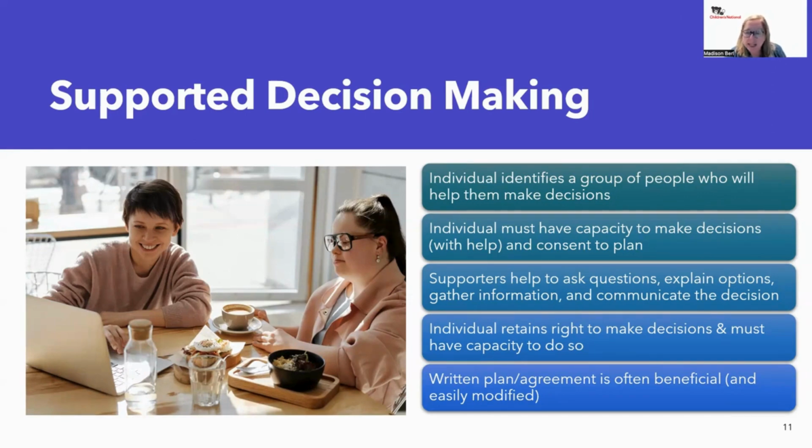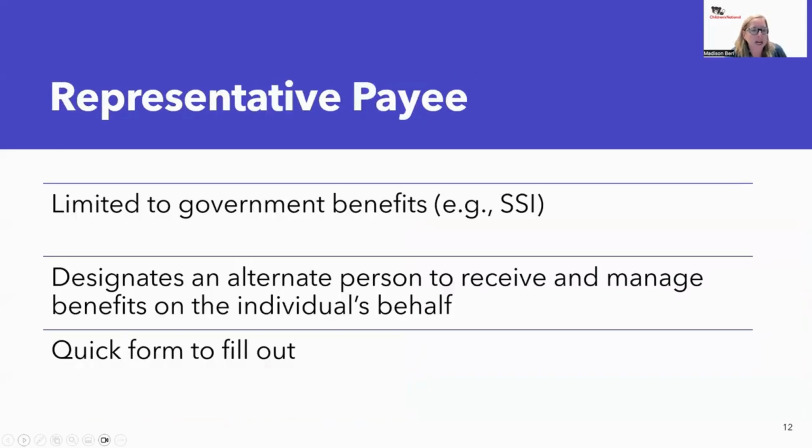The individual retains their right to make decisions and must have capacity to do so, again, sort of on this lower level. It's a written plan and agreement, and it's often beneficial and easily modified. I would argue supported decision-making is helpful for any child. I use some of the same tools to just help your child think through a decision. The representative payee is limited to government benefits. It designates an alternate person to receive and manage those benefits on the individual's behalf.